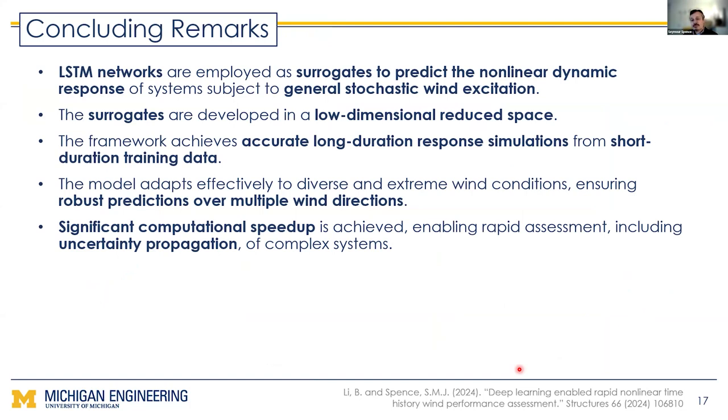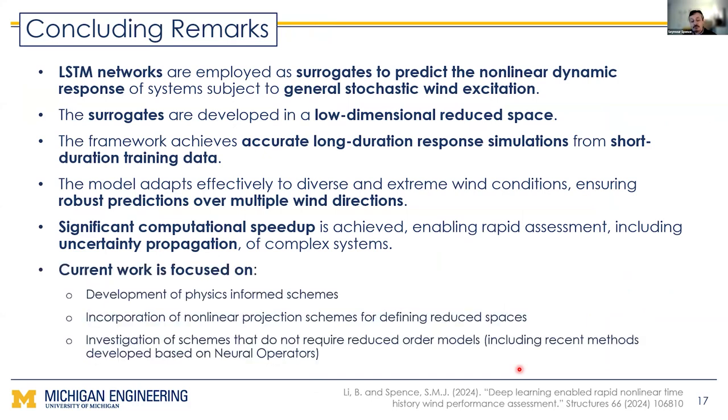So as just a quick concluding remark, I would like to say that these LSTM networks were employed as surrogates to predict the nonlinear dynamic response of systems subject to general stochastic wind excitation. We have absolutely no assumptions on what that stochastic excitation could be. So it can be stationary, non-stationary, etc.